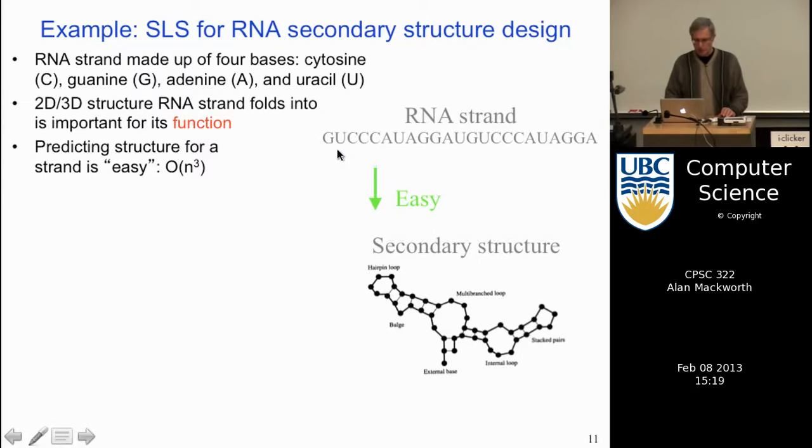Given that there are n of these bases, cytosine, guanine, adenine, and uracil, CGAU, shown here in the strand. And as it says, the 2D or 3D structure of the RNA folds is important for the function of the RNA. So given the strand, we can predict folding by just looking for a minimum energy configuration, and there's a low-order polynomial algorithm for doing that, order n cubed.